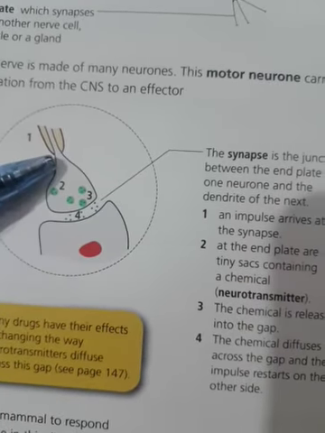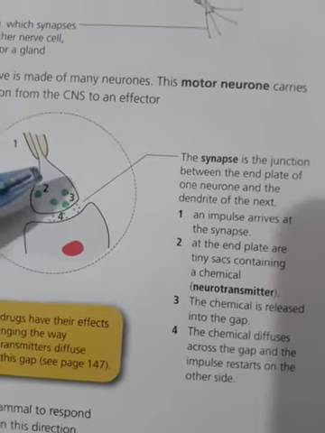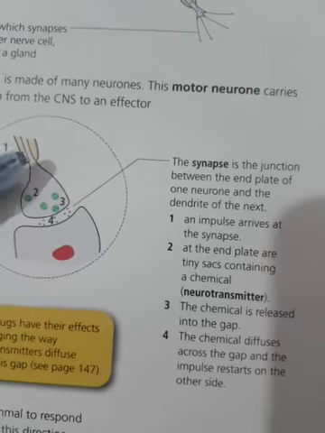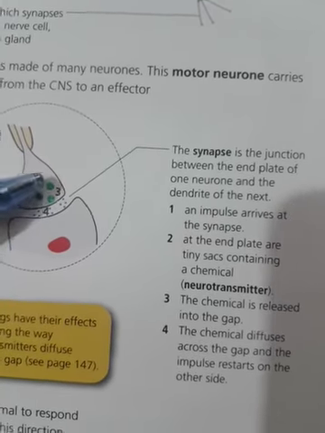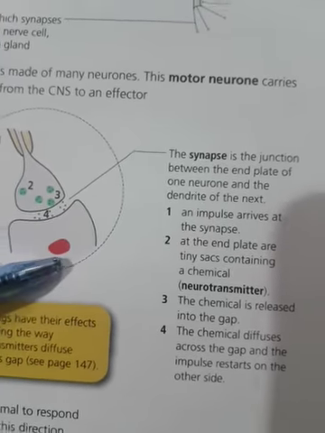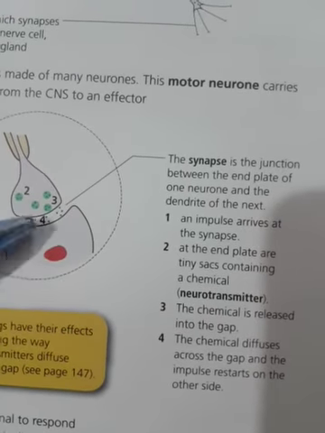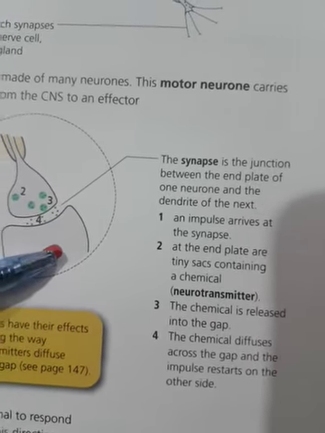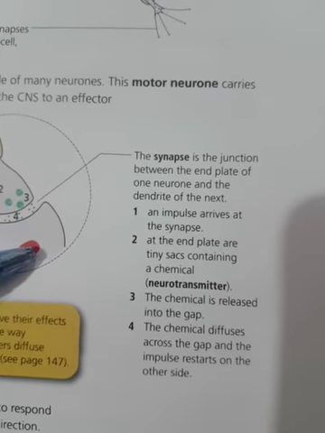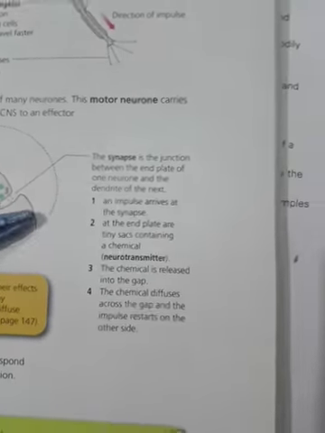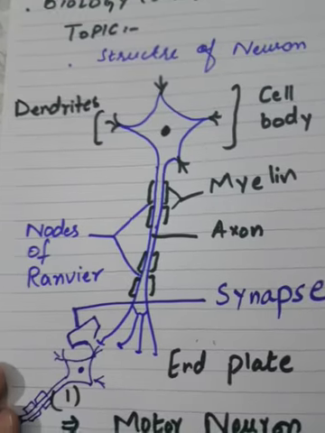and neurotransmitters are the chemicals which help the transmission of nerve impulse from one neuron to the other neuron. Neurotransmitters are released into the gap and then they shift to the other neuron, and this is how the impulse is transmitted. ठीक है, तो बेटे, this was all about the structure of a neuron.